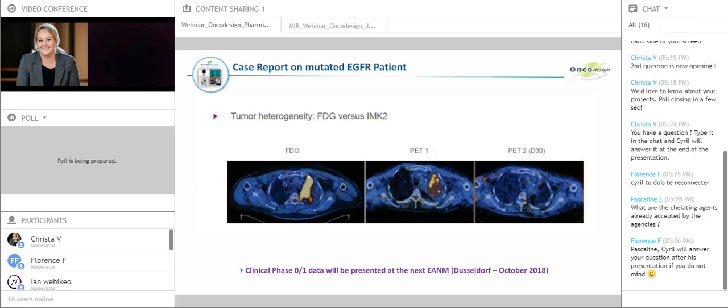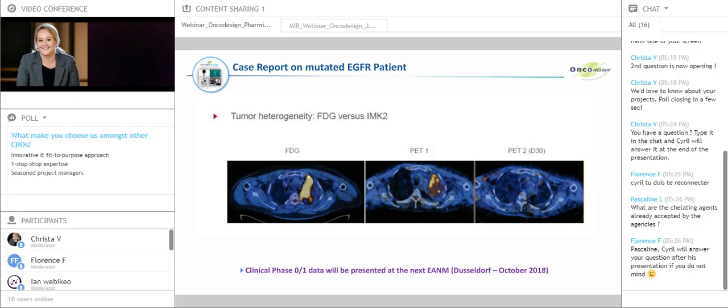When you compare the FDG standard image profile of a lung cancer, this is what kind of image you get. With our tracer, it was a very specific focus, and so you can clearly determine there was a difference between FDG and probably this is tumor cells that do express the mutation, where here it's more rather the whole tumor plus inflammation.